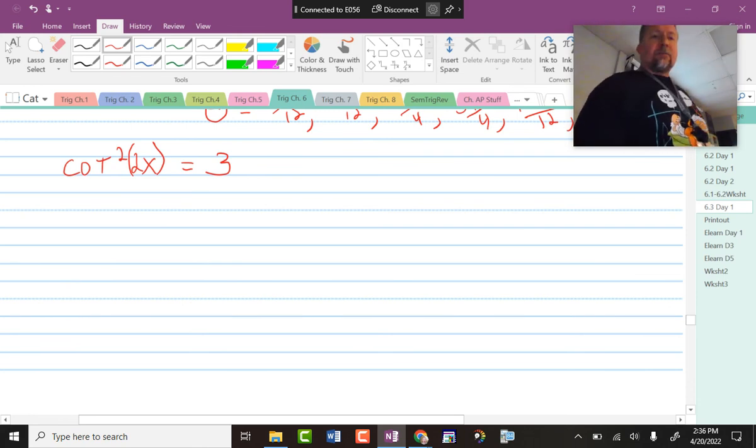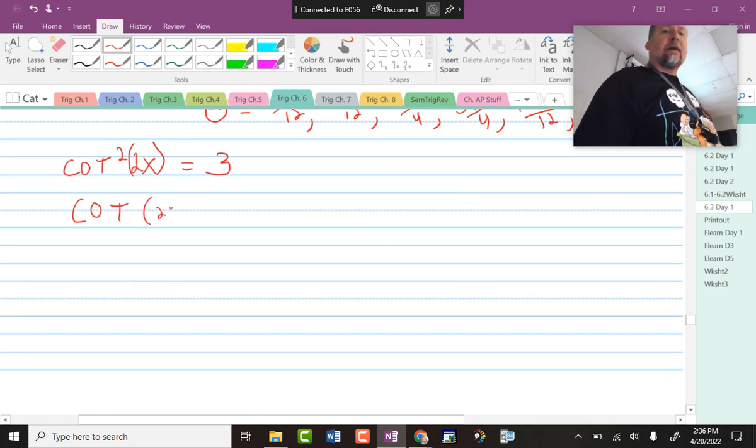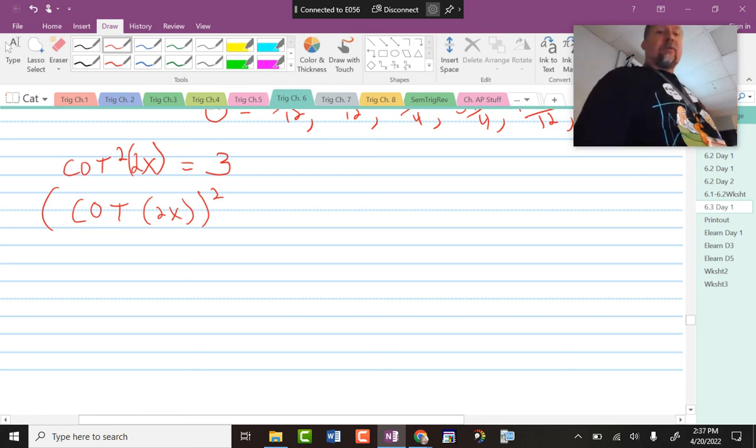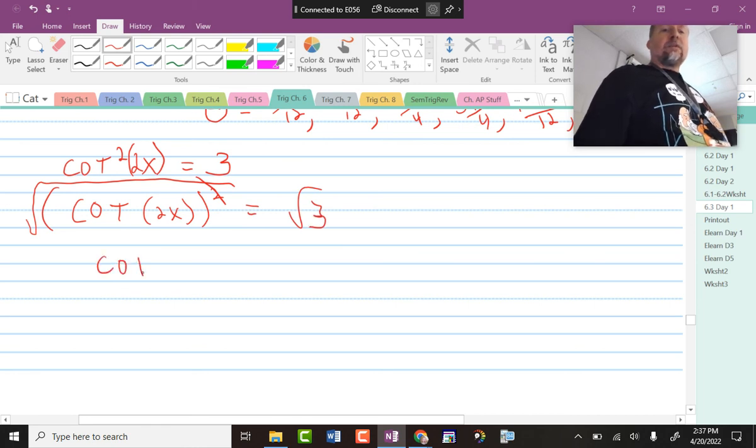I'll over-explain this since it's on the video. Cotan squared of 2x really just means cotan of whatever 2x is, and then squared. So how do I get rid of squared? I do what to both sides? Square root. Now, I want you to understand that 2x doesn't get affected. So it is still cotan of 2x.